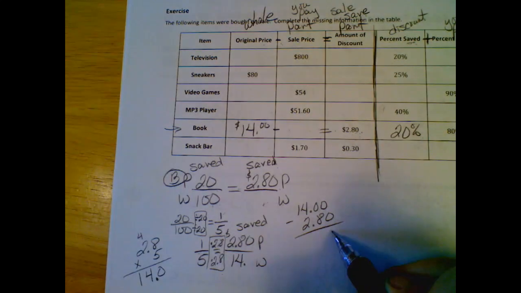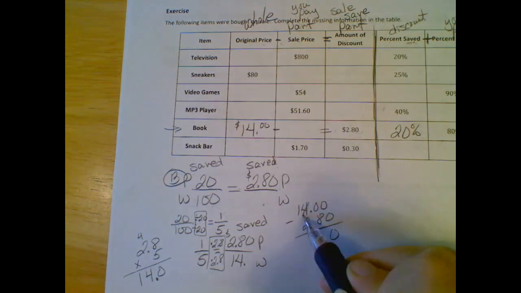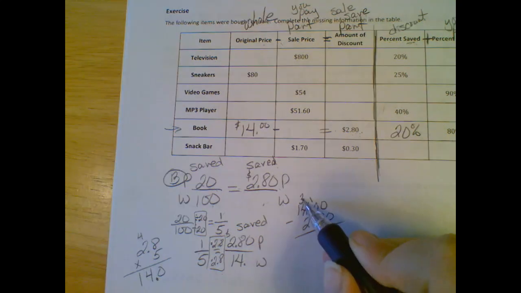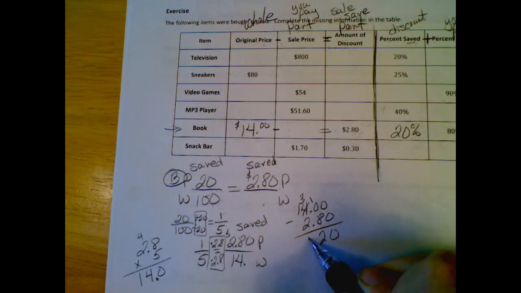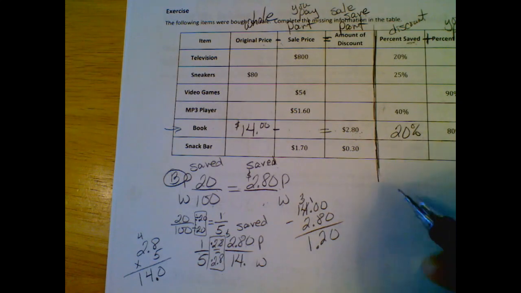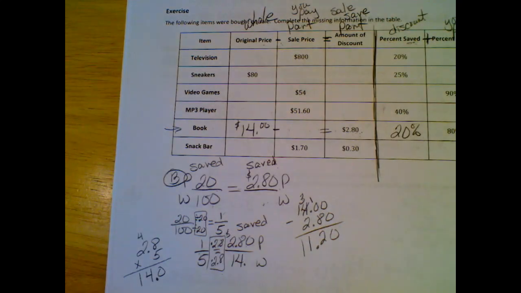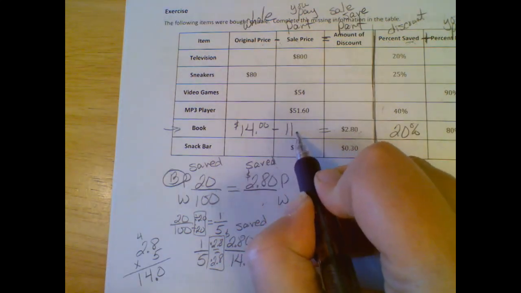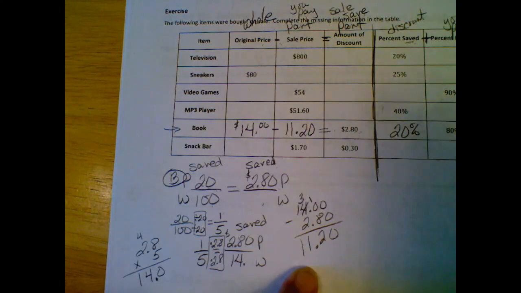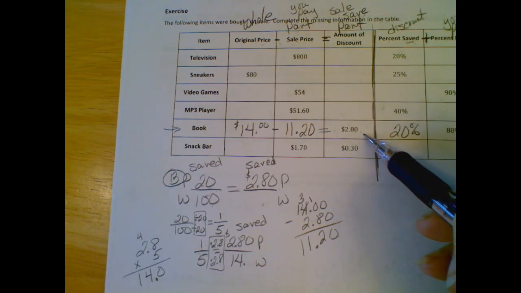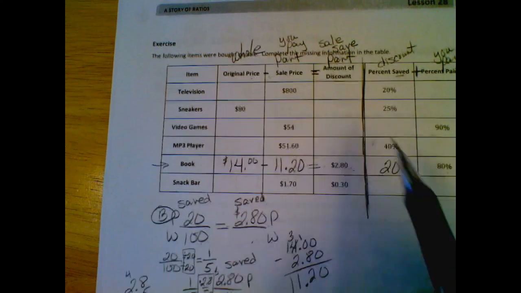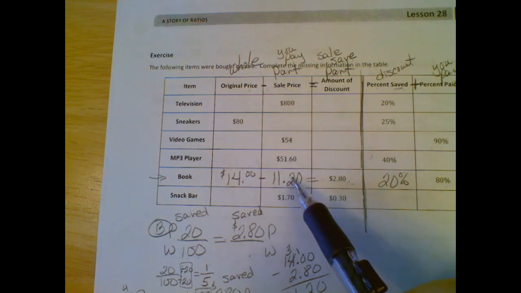So 0 minus 0 is 0. 0 minus 8 can't do it, borrow. 10 minus 8 is 2. 3 minus 2 is 1. Bring down the decimal. Since we're subtracting, you can bring it down. And 1 minus 0 is 1. So would it make sense that the sale price is $11.20? Because the discount is what you saved. Remember, that's what we figured out. So what you paid is $11.20.